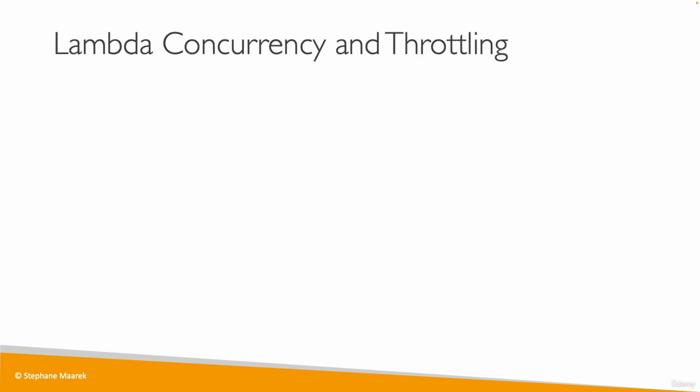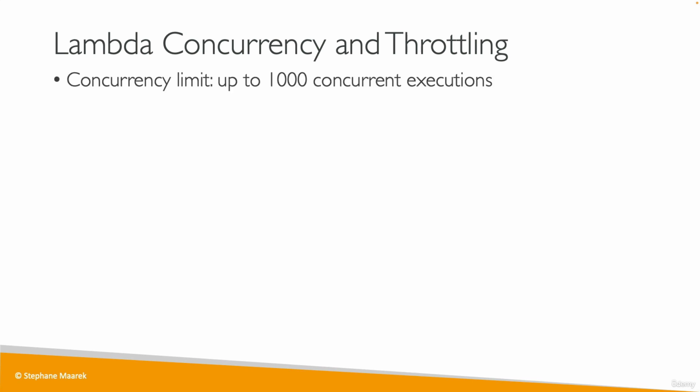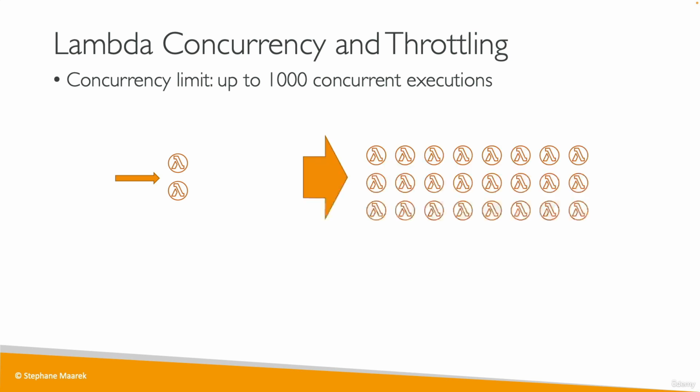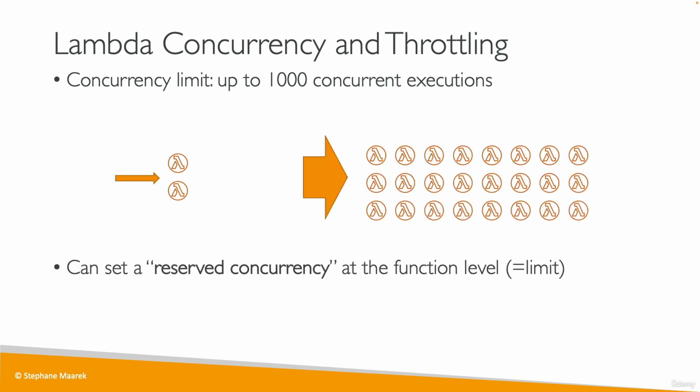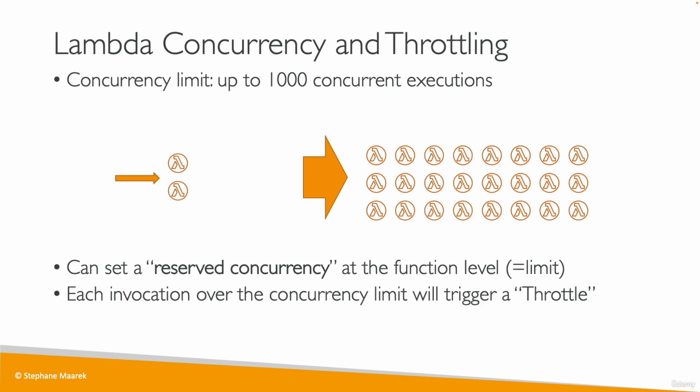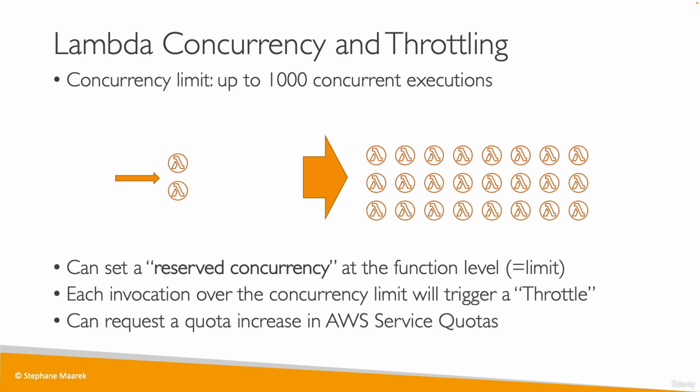Talking about concurrency, Lambda has up to 1000 concurrent executions. That means that you can go from having 2 Lambda executions concurrently to 1000. And you can set a reserved concurrency at the function level, which is going to make sure that there is a limit, but also a reserved capacity for a specific function. Now, each invocation over the concurrency limit is going to trigger a throttle. When you're throttling, you can retry your request. And if you get too much throttling, then you can request a quota increase in the AWS Service Quotas service.